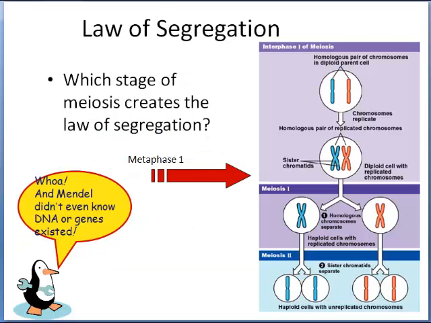This law of segregation takes place in meiosis 1 at metaphase 1. So when my chromosomes line up and they do independent assortment and they do crossing over, that's what helps me segregate my genes so that I'm only passing on one down into each one of my gametes.